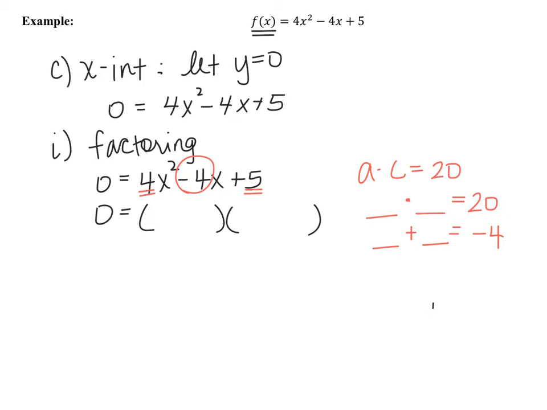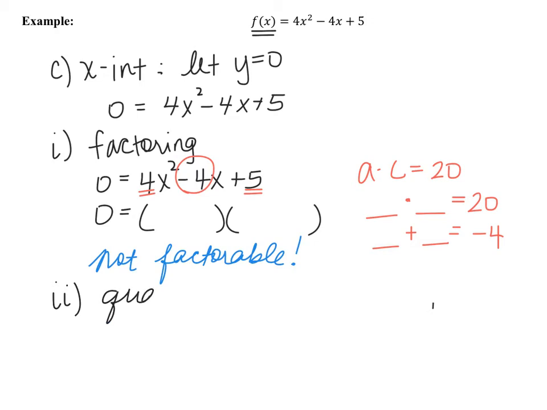So what that tells us is that this particular quadratic is not factorable. So this is an example of a quadratic equation that we actually cannot solve by factoring. So while factoring is usually the most efficient method, it doesn't always work, which is why we need to move on to our second option, our second method. And the second method of solving a quadratic equation is going to be to use the quadratic formula.